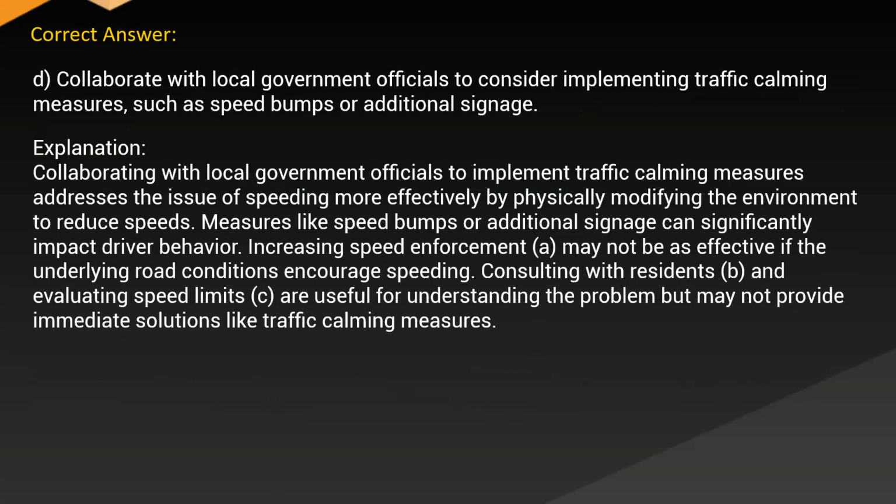Correct answer. D. Collaborate with local government officials to consider implementing traffic calming measures such as speed bumps or additional signage. Explanation. Collaborating with local government officials to implement traffic calming measures addresses the issue of speeding more effectively by physically modifying the environment to reduce speeds. Measures like speed bumps or additional signage can significantly impact driver behavior. Increasing speed enforcement, A, may not be as effective if the underlying road conditions encourage speeding. Consulting with residents, B, and evaluating speed limits, C, are useful for understanding the problem but may not provide immediate solutions like traffic calming measures.